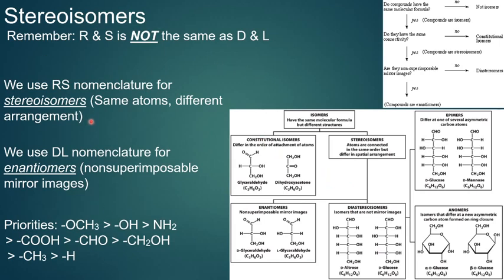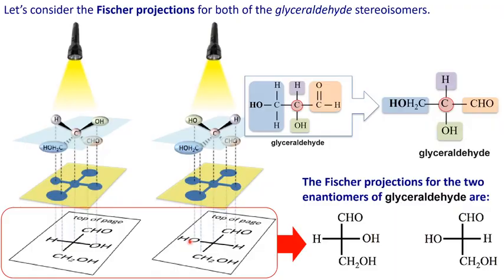Okay, now, stereoisomers. When we have our little letters at the front here, what we really need to keep in mind is that R and S is not the same thing as D and L. R and S is our basic nomenclature for looking at stereoisomers, so that's looking at the same atoms, but different arrangement or positioning. However, D and L is used to separate between enantiomers. Enantiomers are non-superimposable mirror images.